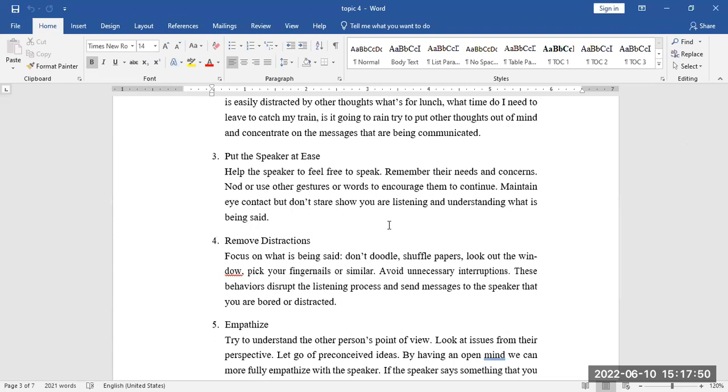And this one, again, to put the speaker at ease also means nod your head to show that you are listening, not to fake attention, or to fake that you are listening. Nod your head or use other gestures or words to encourage them to continue speaking. Again, you are being told to put the speaker at ease, maintain the eye contact.